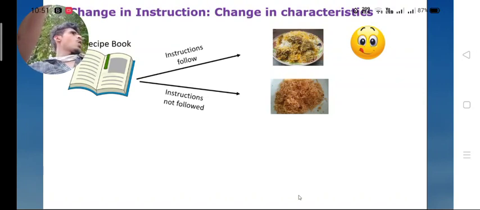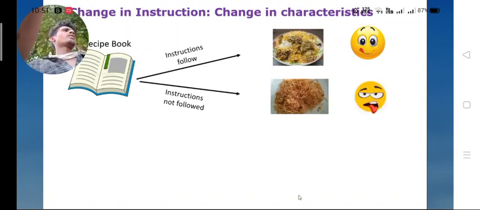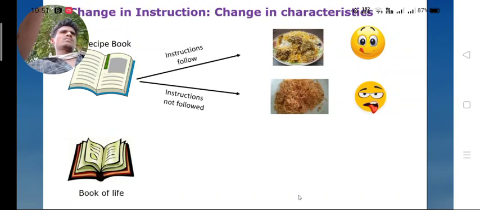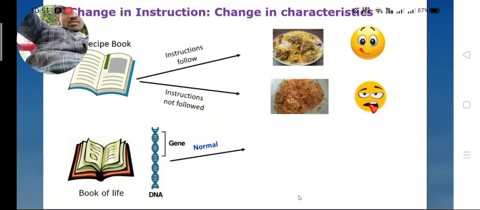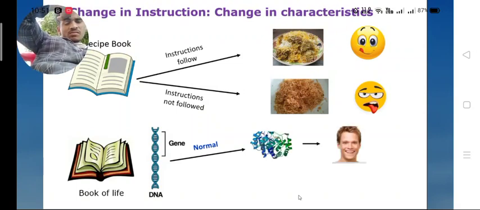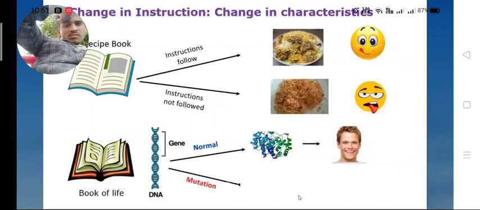Right? So we have a genetic book of life which contains all the instructions. If all these instructions are followed properly, the phenotype is pretty normal. But if there is some change in the instructions and they are not followed properly, the phenotype is not very good. Right? So this happens.